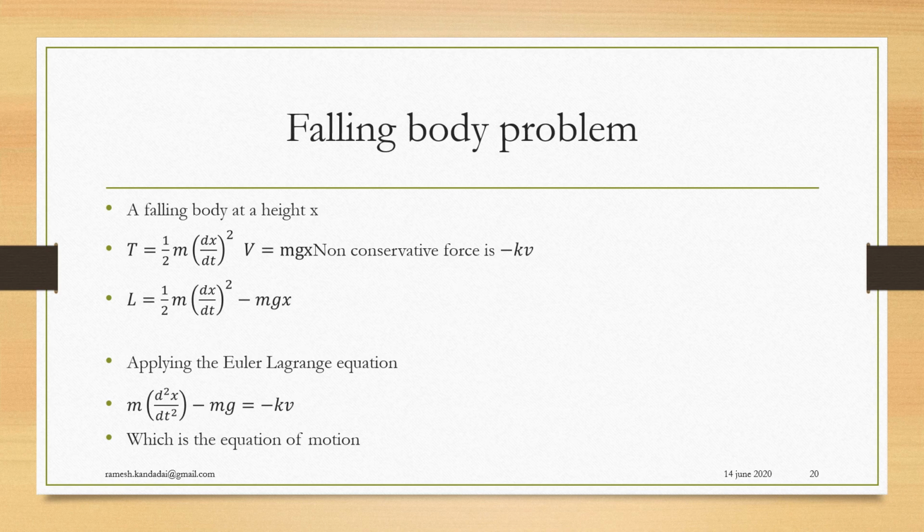Again, let's take a look at one of the older problems we already solved once, and that is the falling body problem. At any height x, kinetic energy is 1/2 mv squared, where v is dx by dt. Potential energy is mgx. The non-conservative force is minus kv, where k is the drag coefficient of proportionality. So given these things, L is equal to T minus V, and you apply the Euler-Lagrange equation, one gets the equation of motion. The problem is easily modeled.